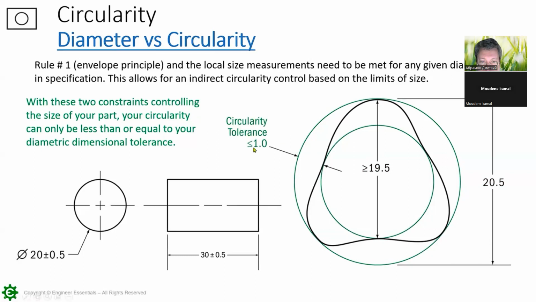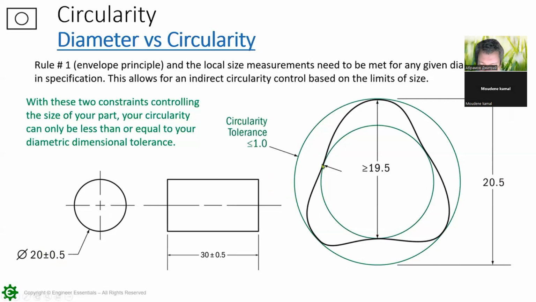The circularity tolerance is 1 millimeter, right? That's rule number 1 over here. And remember that what they're showing right here, the distance between the two circles, that is the definition of the tolerance zone for circularity. We have 2 concentric circles, concentric by the English definition. And then that distance right here, it's not diametric, right? It's the distance right here. And when we don't see circularity on the drawing, it's this right here, this total size tolerance.